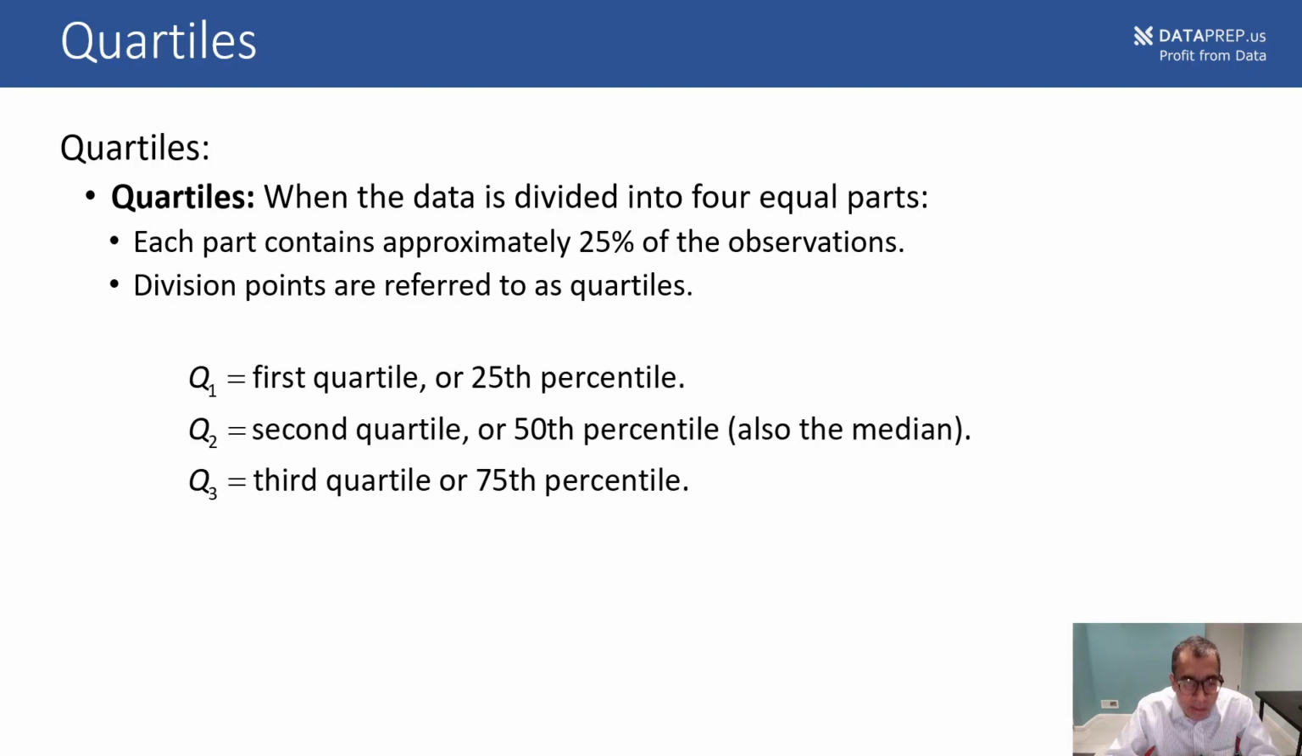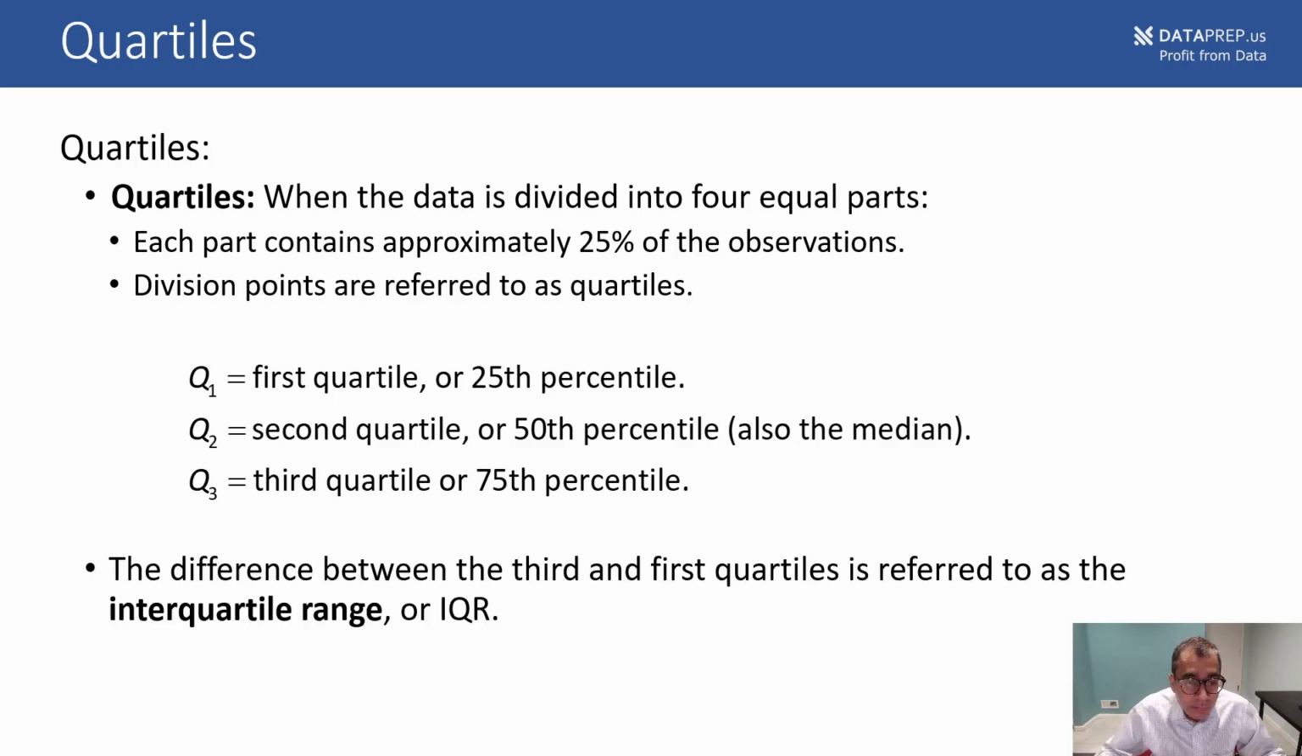Quartiles, again, are very similar to percentiles, except that they divide the data into four equal parts. So the 25th, 50th, and 75th percentiles are equivalent to the first quartile, second quartile, and third quartile. The difference between the third and the first quartile is referred to as the interquartile range, or IQR. And this is again something we will look at when we do visualizations and when we look at box plots.